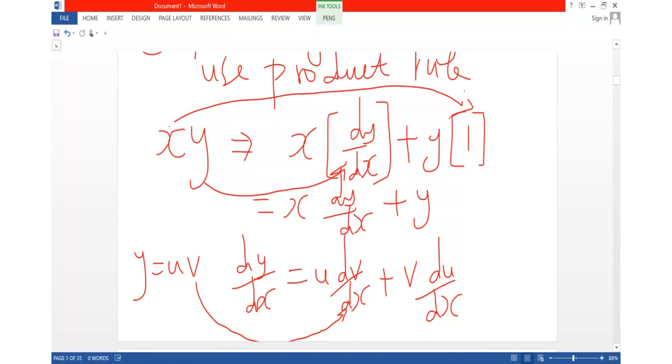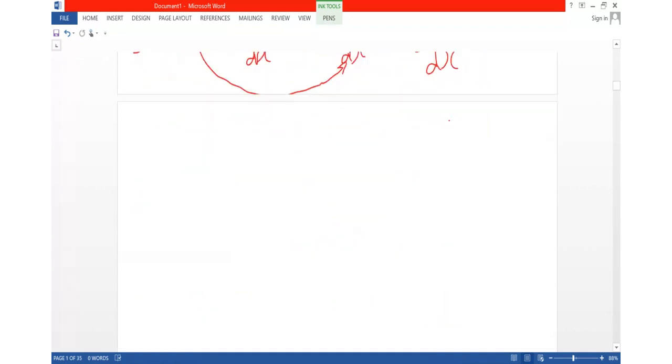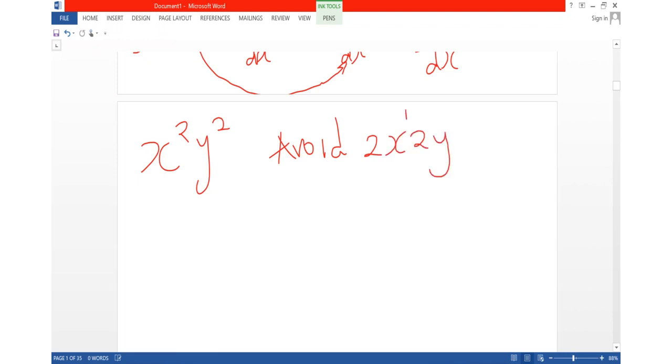Let me do another one here. If we have x squared and y squared, this is a product of two functions, x squared and y squared. So you can't just differentiate using power rule. Avoid this; I'll see some people doing this: the power will come down, you get 2x raised to power 1, then 2y raised to power 1, and you multiply by dy dx. Avoid this one. This one will be totally wrong.